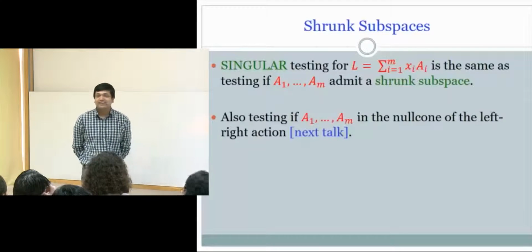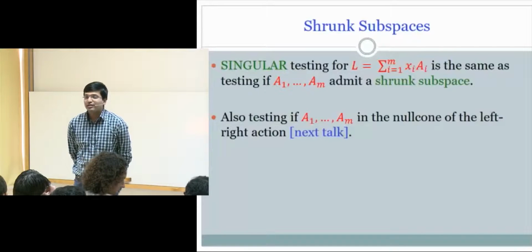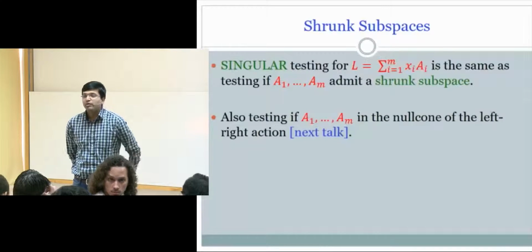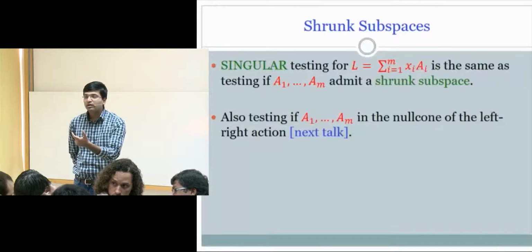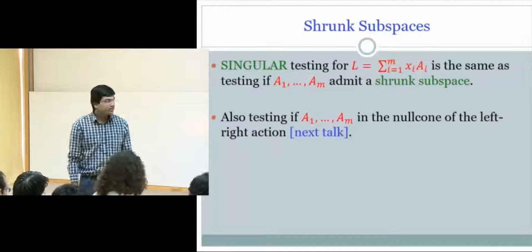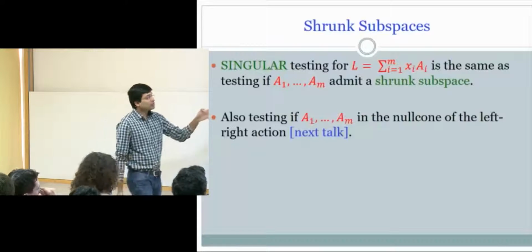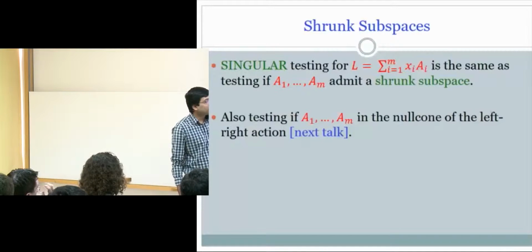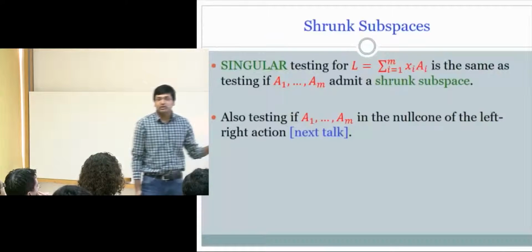So rank over this non-commutative field can be defined via free modules, or one way to define it is in terms of factorization. There is no vector space here if your field is... But you're working over a division ring, right? So you do have inverses. Yeah, everything has an inverse. And this problem is also testing if these matrices are in the null cone of the left-right action. This is what we will talk about in the next talk.